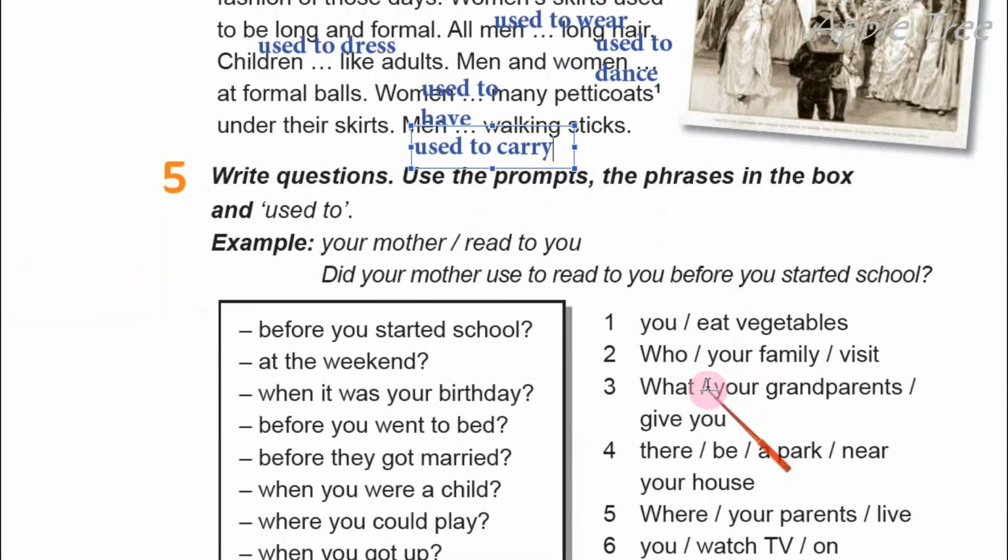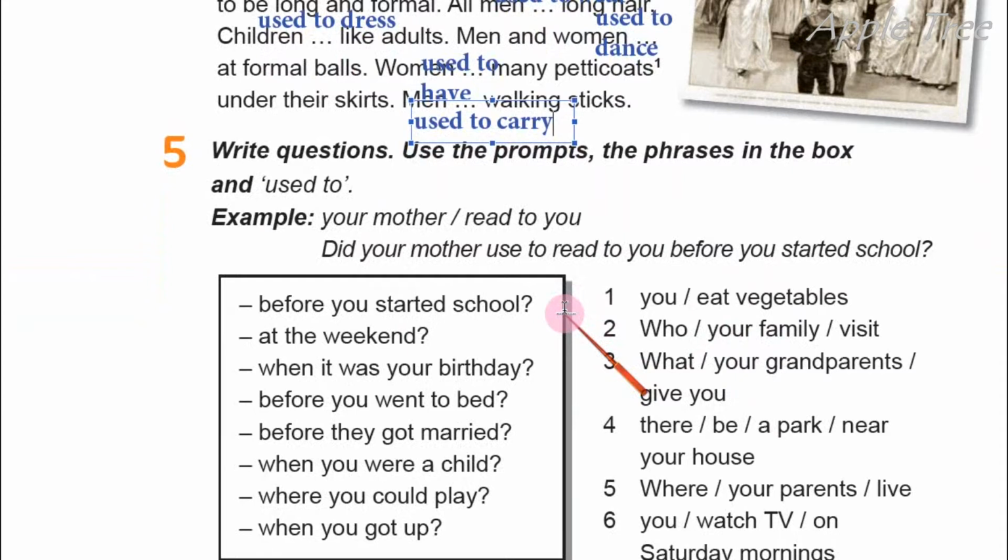Now let's write questions. Ну а зараз попрактикуємось в написанні питань. Write questions, use the prompts, the phrases in the box and use to. У нас є конструктор питання. Так, нам потрібно кожне питання починати з виразу did. Did your mother read to you? Чи матуся читала тобі? Did your mother read to you before you started school? Тобто нам потрібно продовження шукати ось у цій табличці. Далі. Ну, ось перше, наприклад.